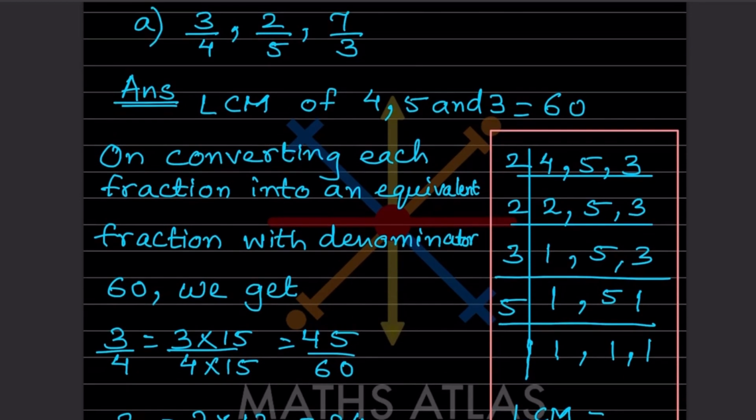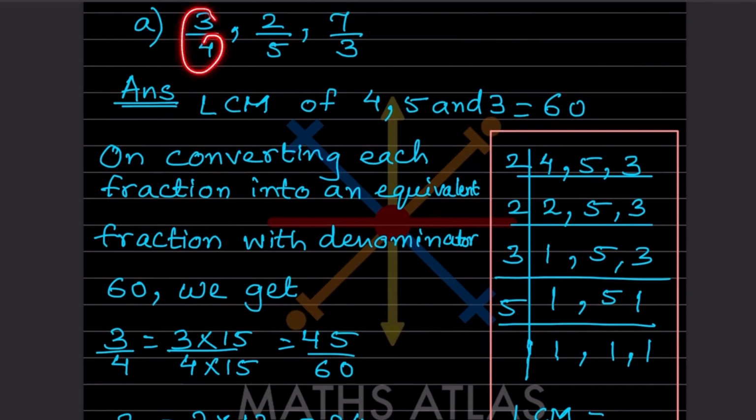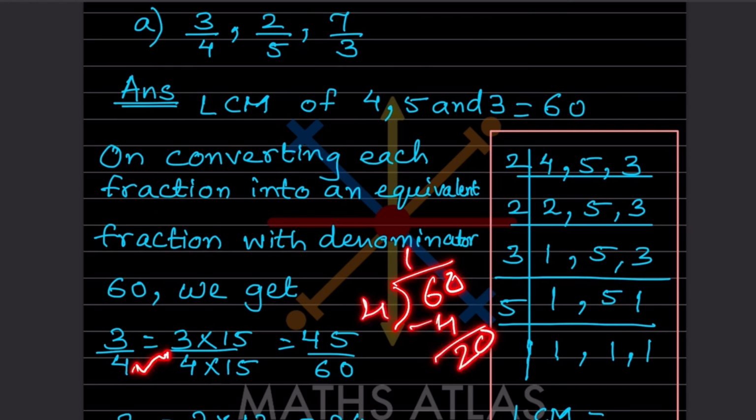So now what will we do? We will take this 3 by 4. You are going to make the denominator 60 first, not the numerator. To make the denominator 60, 4 times 15 is 60. And if you don't know the 15 times table, what are you going to do? You have the LCM, 60, and you are going to divide by 4. So 4 ones are 4 and this is 20, so 4 5s are 20. So here you have to multiply by whatever you get over here.